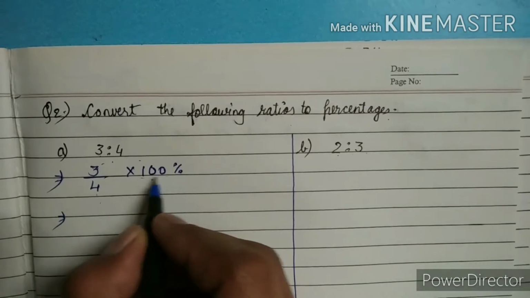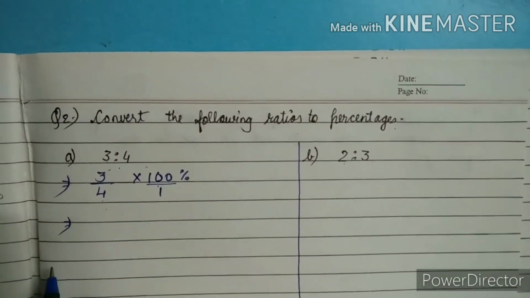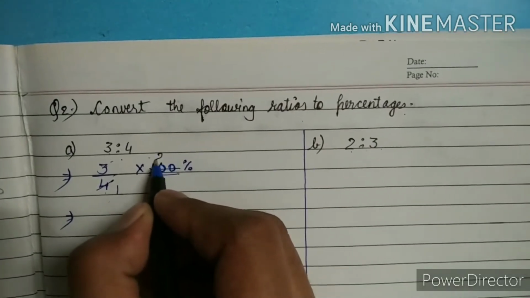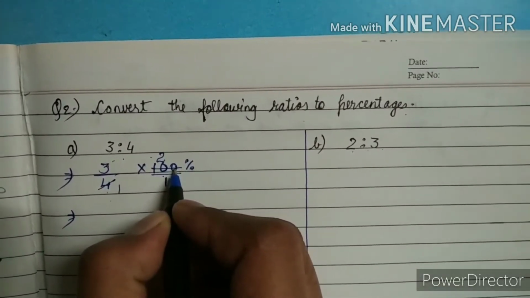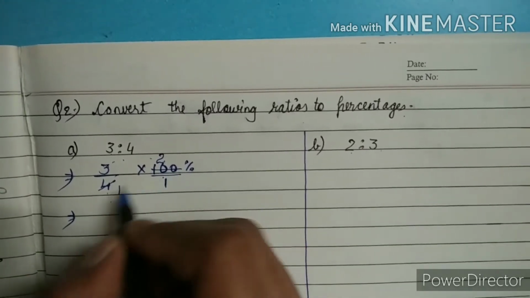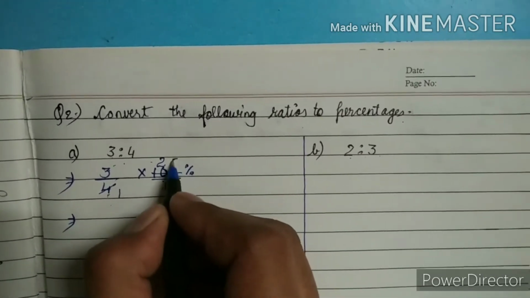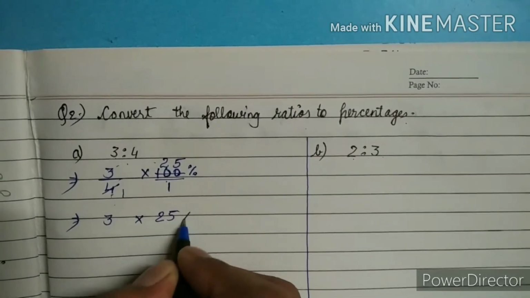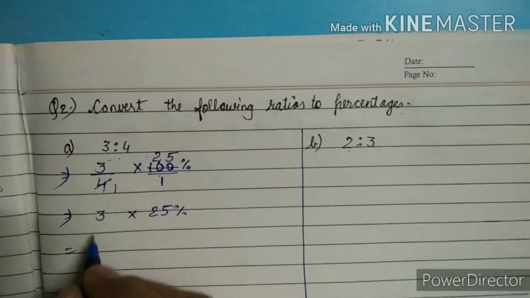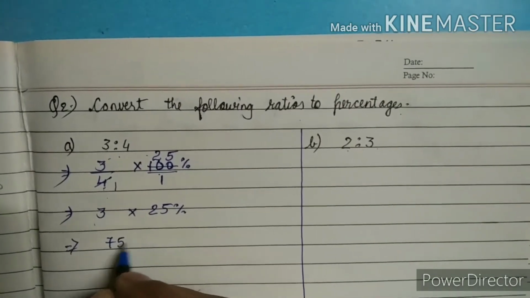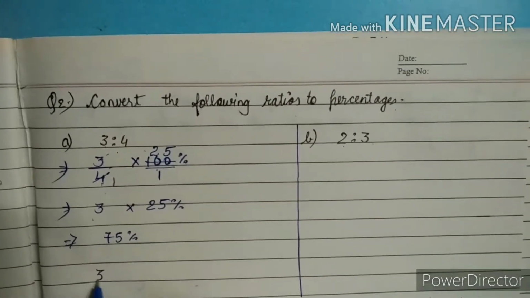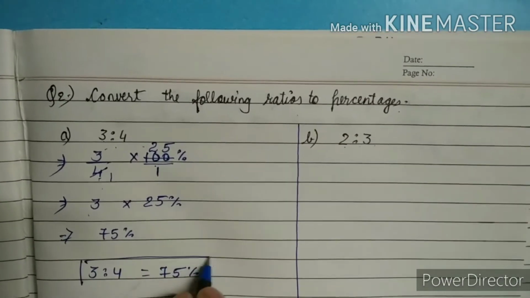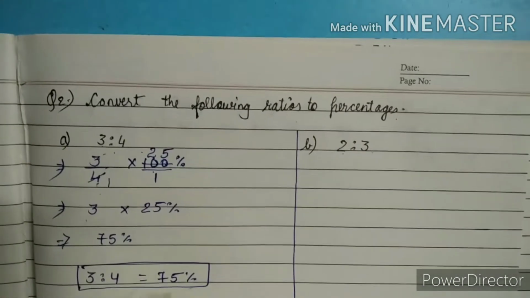Now here at the denominator of 100, what do we have? 1. So 4 1s are 4, 4 2s are 8, 2 will go next to the 0, so it will become 20. 20 will reduce by the table of 4, 5 times, so that is 3 into 25%. Now 3 into 25 is 75%. So 3 ratio 4 is equal to 75%. In percentile, we can write the ratio in the form of 75%.